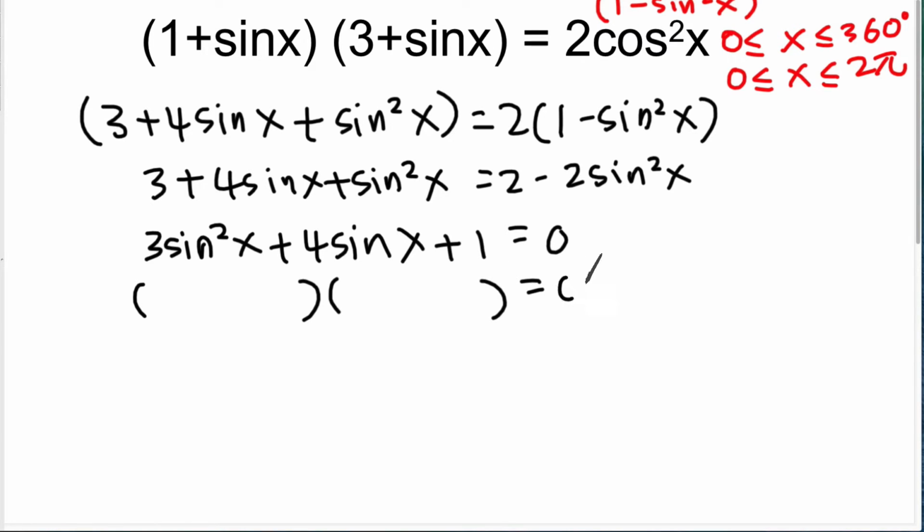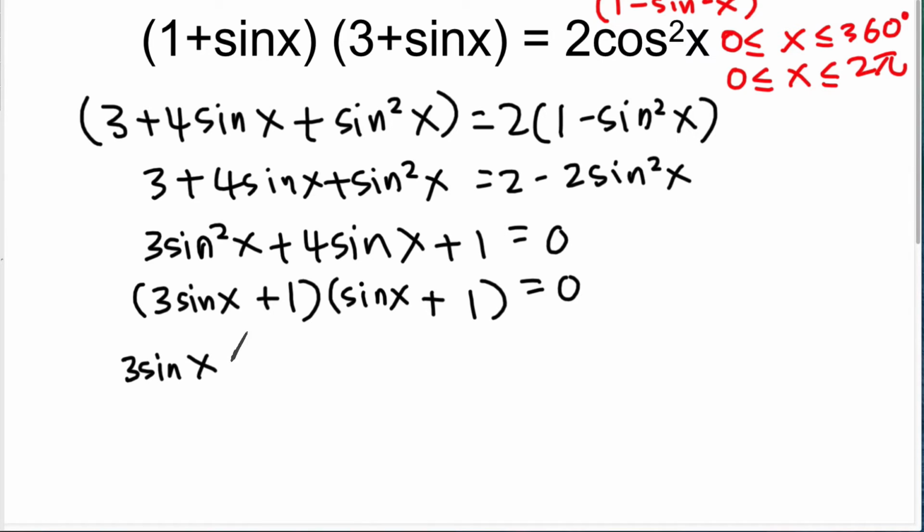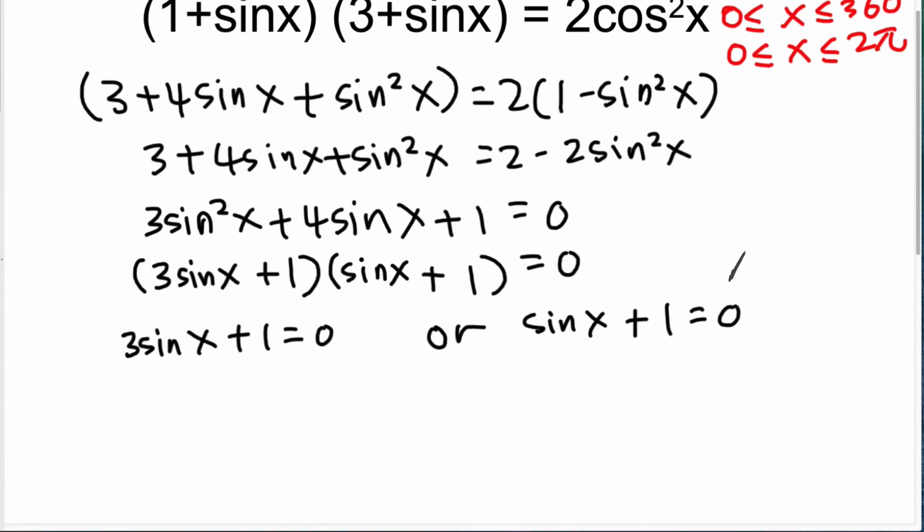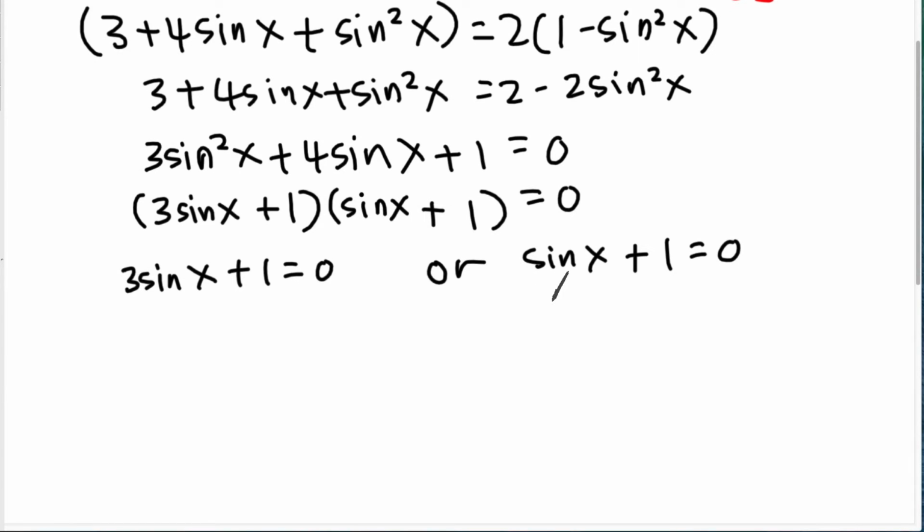Because this is very easy to factorize, let's say this is 3 sine x, and here will be sine x. Because this one multiplied by this one, I get this one. 1 is pretty simple, and then here we get a plus. I hope you know how to factorize, because this is the basics. So I assume you know the basics of factorization. So over here, I will have 3 sine x plus 1 equals 0, or sine x plus 1 equals 0. This one is pretty simple to solve, but I try to solve this one first.